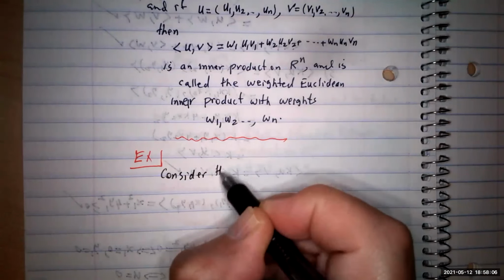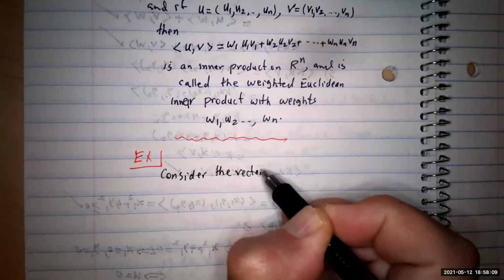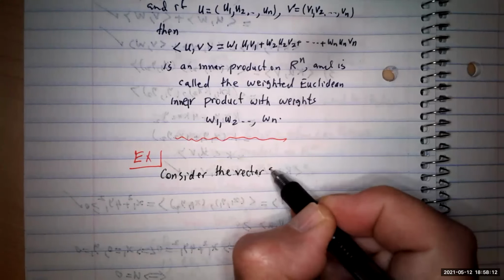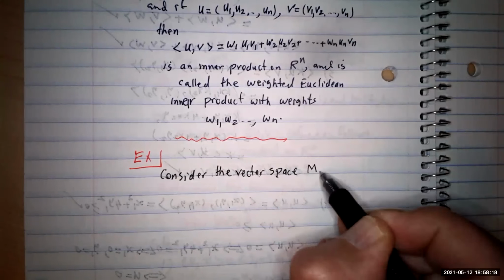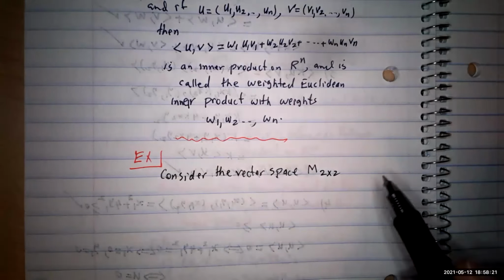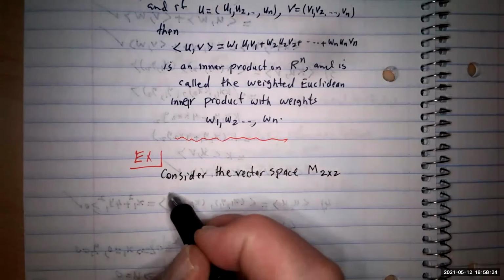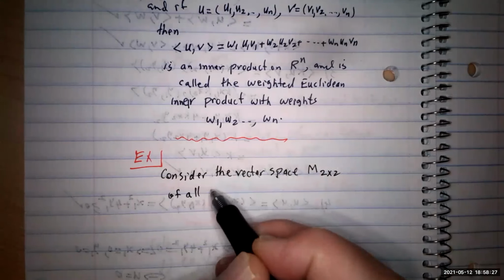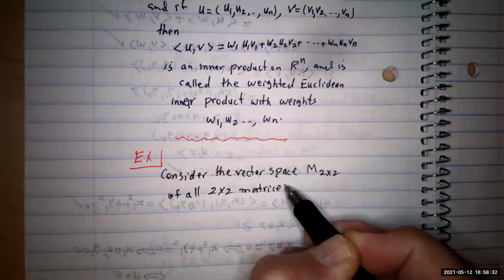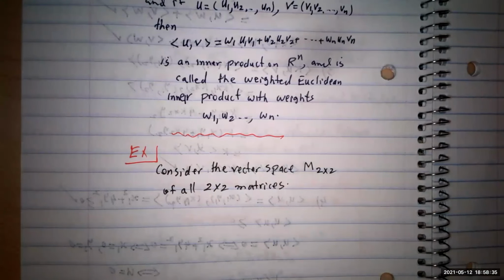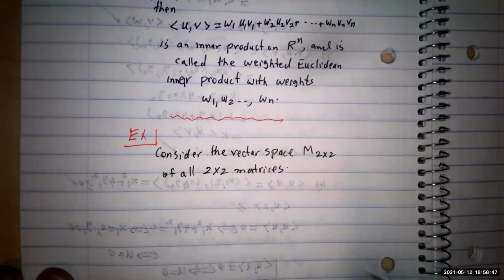Consider the vector space of all 2 by 2 matrices, M 2 by 2. You know that we do the ordinary operations, scalar multiplication and vector addition. This is the vector space. Now we are going to define a product for you.